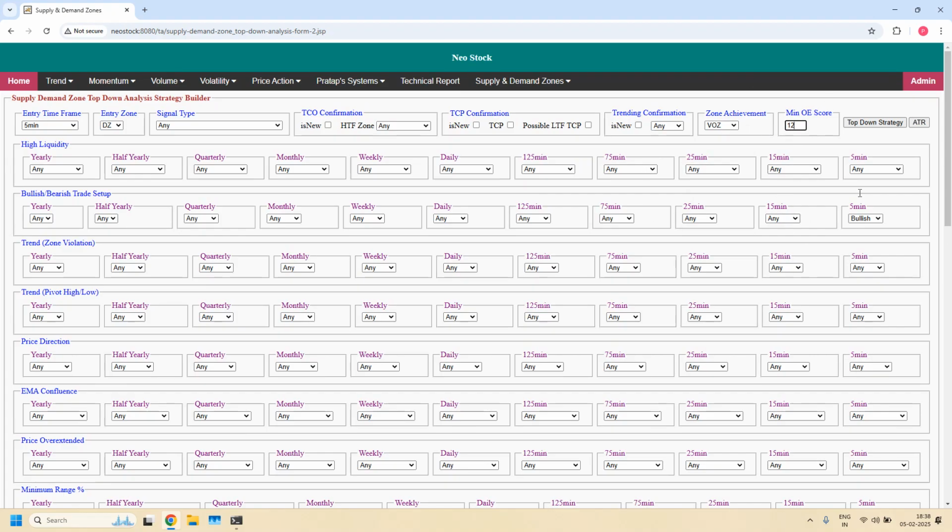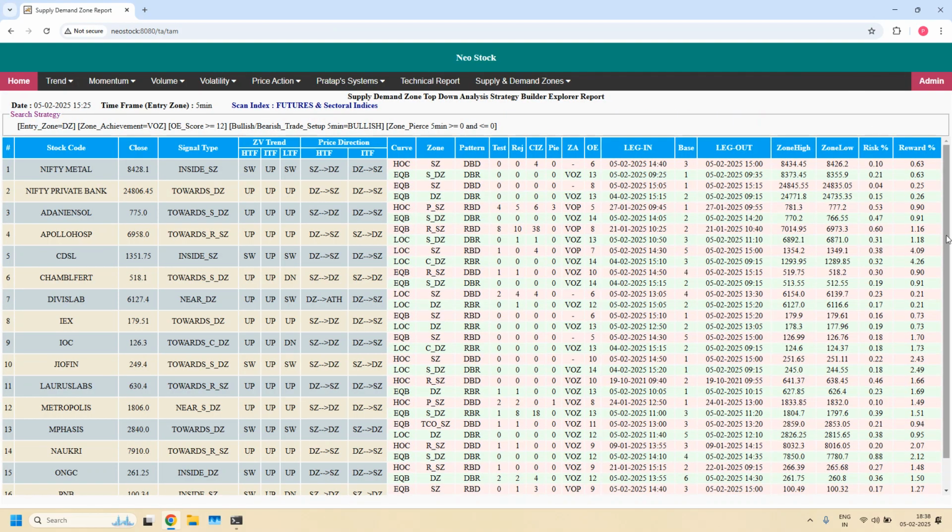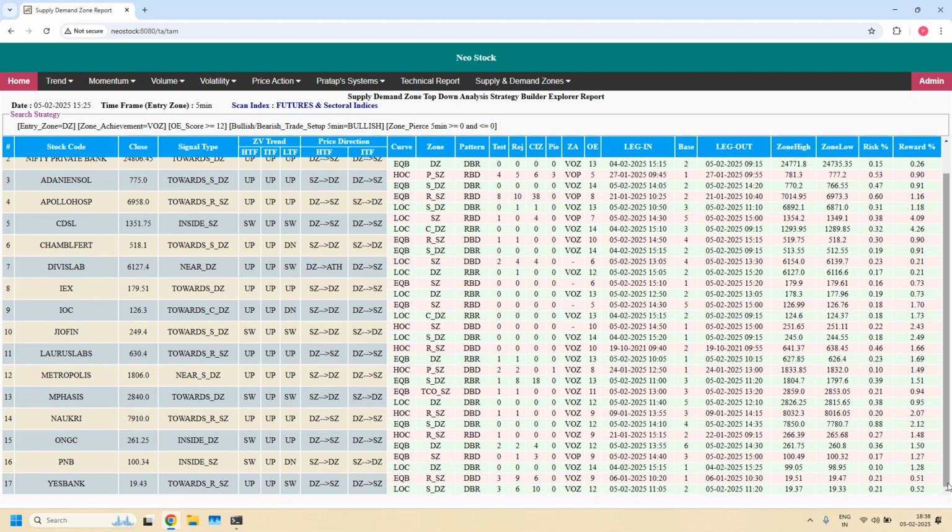With all the 3 filters, we got 17 stocks. First 15 stocks in the list. I am scrolling the list down. So total 17 stocks. They are supporting a bullish trade setup for hourly income trade. And all these entry time frame zones are 5 minutes demand zones. Some of these 5 minutes demand zones are high liquidity zones, 5 minutes high liquidity zones.